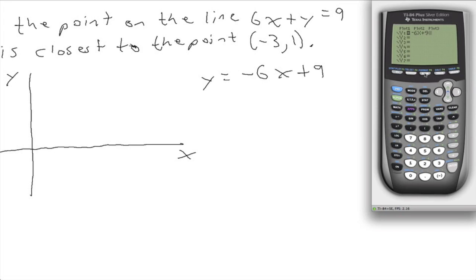I changed my window on the last problem, so I'll go back to Zoom Standard. Okay, now here's the line, and we want the point that's closest to negative 3, 1. Now you can't use trace here because negative 3, 1 is not on the function, but I think we can just move the cursor around to negative 3, 1. We can't use trace because we're not on the function, but we can just move here. So we can go to as close to -3 as we can get and up to 1.